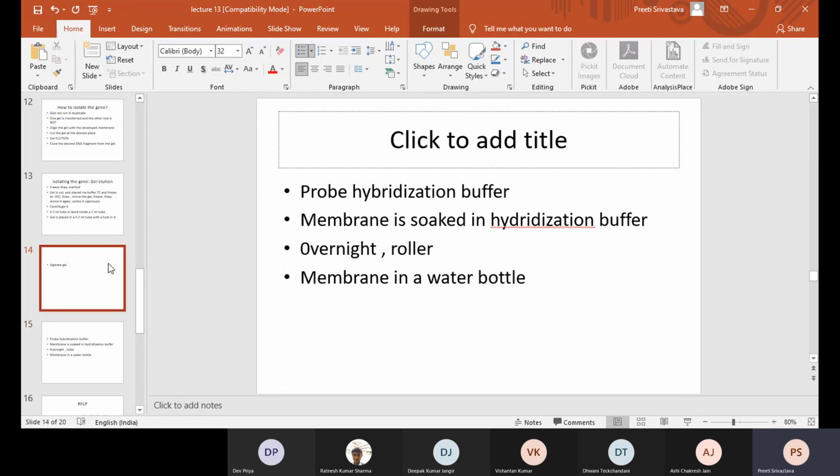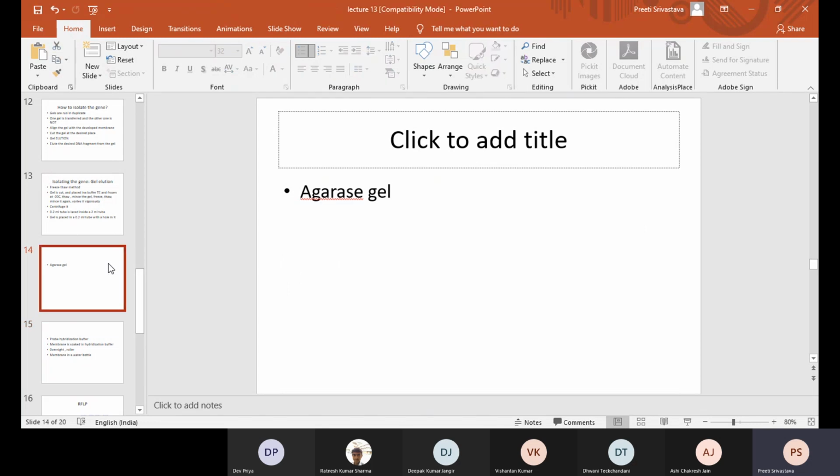Thank you. So, is the elution clear, or were you thinking about hybridization only? No, ma'am, I understood it also. Yes, everybody in the class followed gel elution.